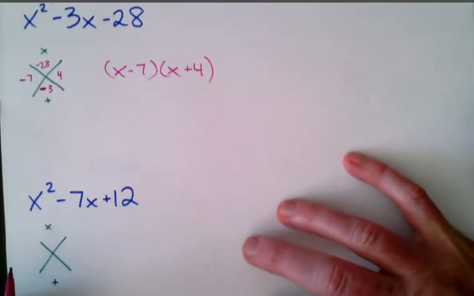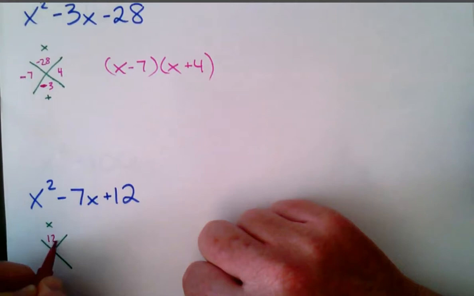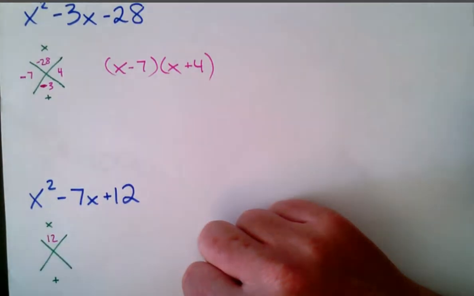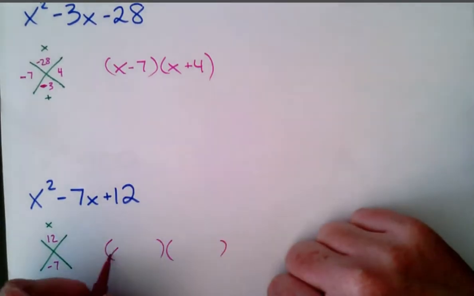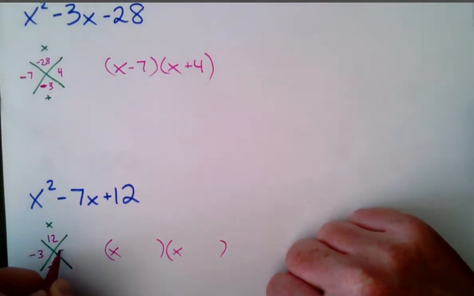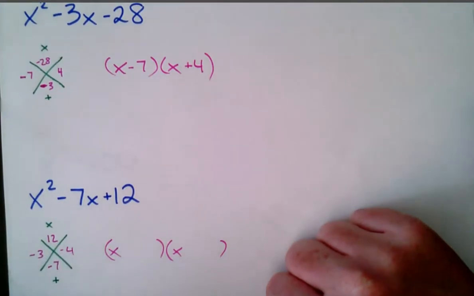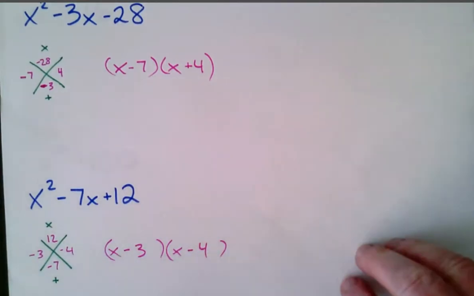Let's take a look at this one. When I multiply the two numbers, I get 12. When I add the two numbers, I get a -7. Okay, how about 3 and 4? They both have to be negative if I'm going to result in a positive 12. When I multiply and when I add, I get a negative 7. X minus 3, x minus 4.